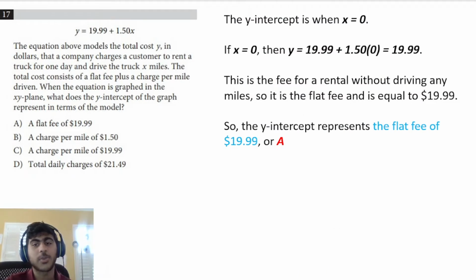The y-intercept is when x is 0. So if we set x as 0, then we get y is 19.99, so basically $20. So this is the fee for a rental without driving any miles, making it the flat fee. Right, the one that doesn't change, the one that doesn't matter how much you drive, it is there. And it is always there even when you haven't driven any miles. The y-intercept represents the flat fee of $19.99, which is answer choice A. Let's keep going.